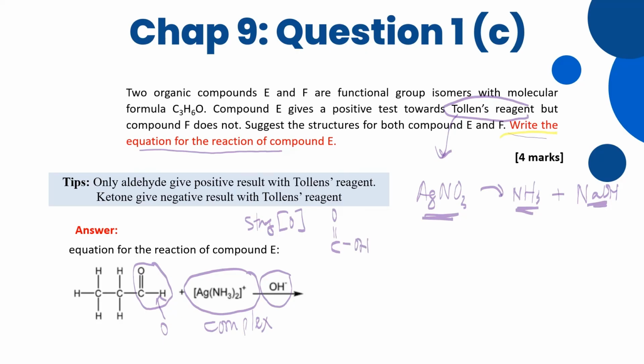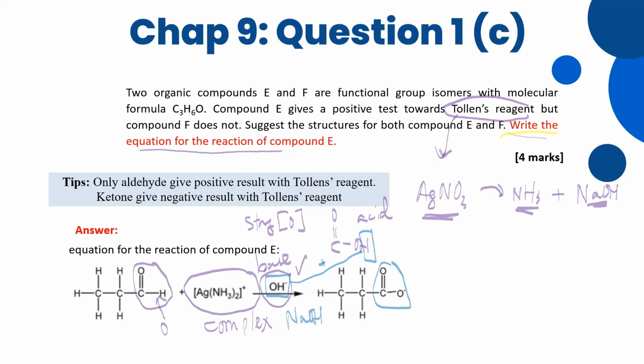But remember, because we have a base here, when it meets an acid, they will react. So the H here from the acid will be removed to combine with the OH minus to become water. Because of this, the carboxylic acid is now only left with the ion, C double bond O minus. If you write NaOH completely, you must write Na plus here. But since the question did not ask you to write anything complete, we can just write OH minus.